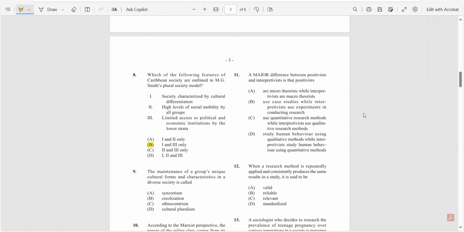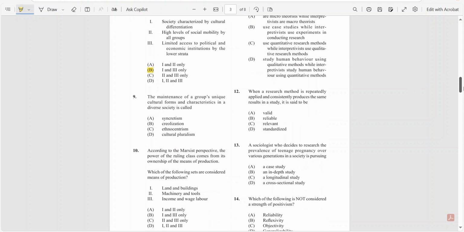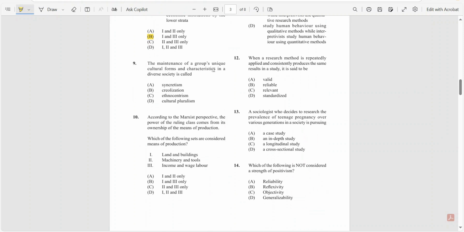9. The maintenance of a group's unique cultural forms and characteristics in a diverse society is called A. Syncretism, B. Creolization, C. Ethnocentrism, or D. Cultural pluralism. And 9 is cultural pluralism. 10. According to the Marxist perspective, the power of the ruling class comes from its ownership of the means of production. Which of the following sets are considered means of production? We know about land and buildings, machinery and tools. We don't know about income and wages. The answer is 1 and 2. So that is A.